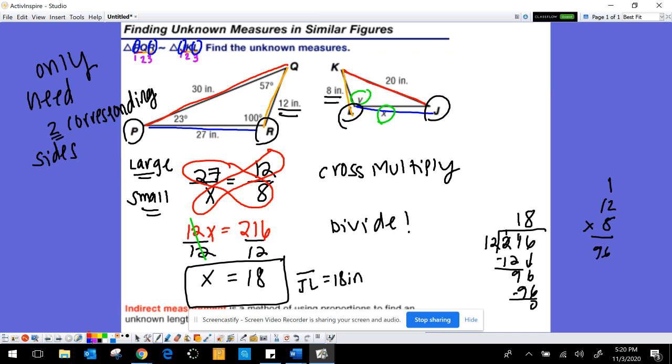Now we need to solve for Y. Y is angle L. So angle L would correspond to angle R, which is 100 degrees. So Y equals 100 degrees. And we're done. Again, I just looked at the name of the shape to identify corresponding sides and angles.